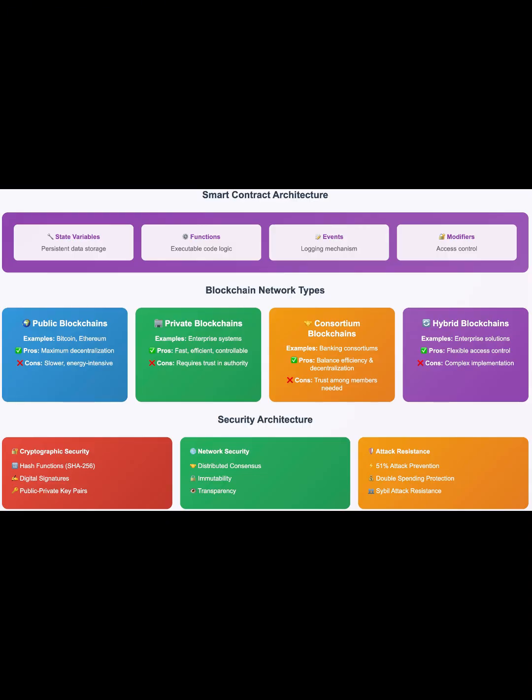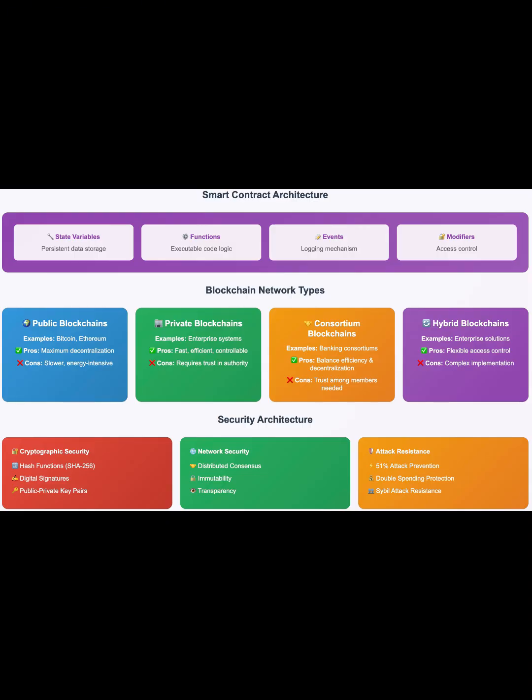Smart contracts have several components. State variables store persistent data. Functions contain the executable code. Events provide a logging mechanism. Modifiers control access. Constructors handle initialization. When you interact with a smart contract, a transaction calls a function. The virtual machine executes the code. Changes are applied to the blockchain and results are returned.